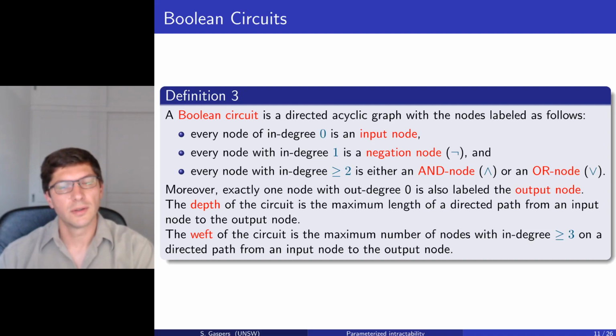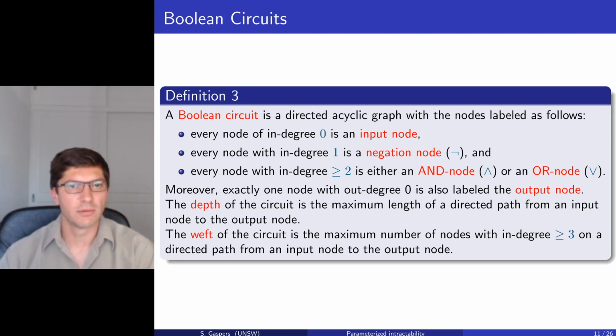In order to see the other side of the coin, where we use reductions in a negative way and show negative results via reductions, let us introduce Boolean circuits and then some problems on Boolean circuits. A Boolean circuit is a directed acyclic graph, and the nodes are labeled as follows. Every node with in-degree 0 is an input node. Every node with in-degree 1 is a negation node. Every node with in-degree at least 2 is either an AND node or an OR node.